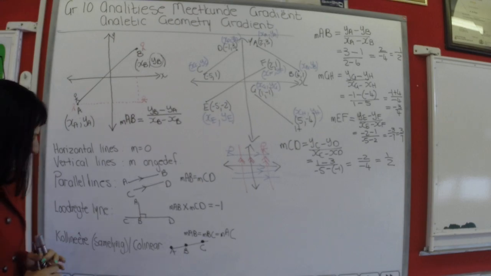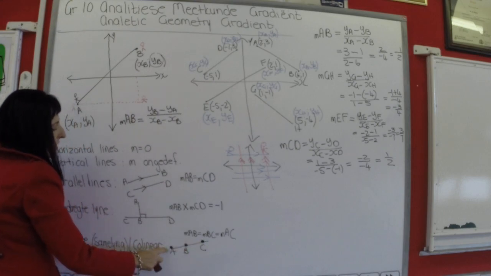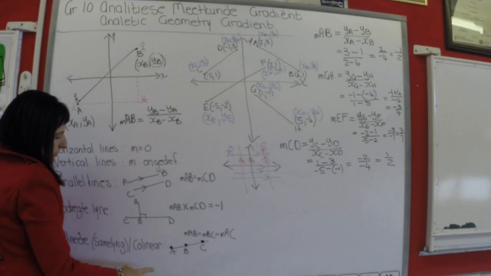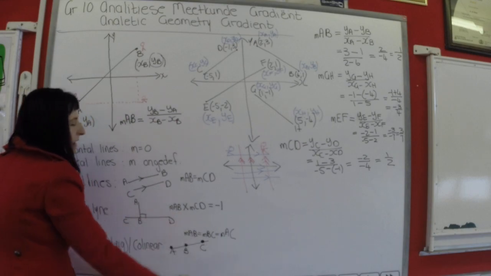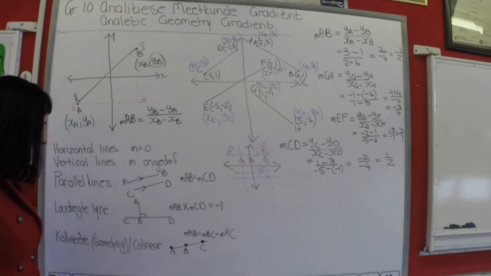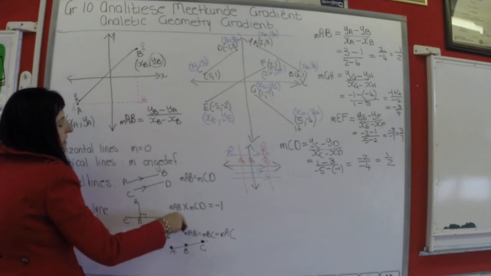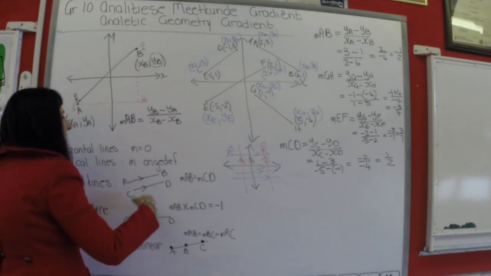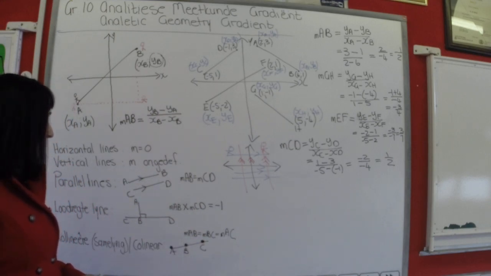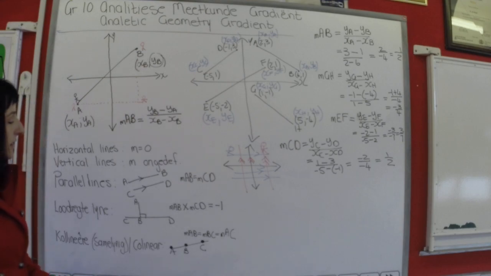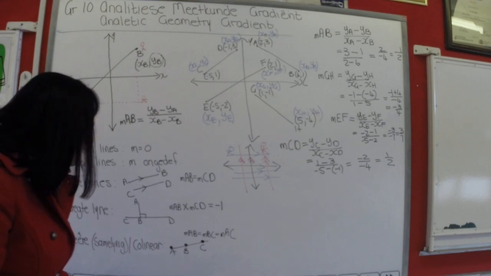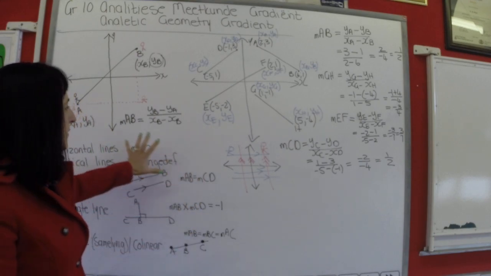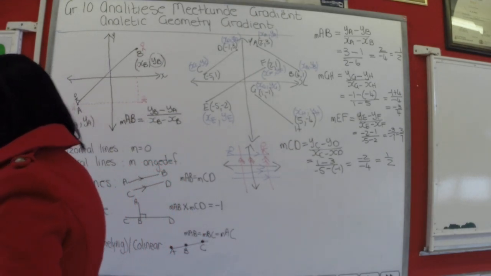Hoe kan ons dit bewys? If three points are on the same line, then it means the gradient of AB will be equal to the gradient of BC and that will also be equal to the gradient of AC. Want hulle lê mos op dieselfde lyn. Ons noem dit kolineêre punte. So if they ask you to prove that points are collinear, then you prove that the gradients from the one point to the other point is exactly the same. Kom ons doen 'n bietjie sommetjies met hierdie leerwerk van ons sodat ons dit kan sien en dit kan bewys.